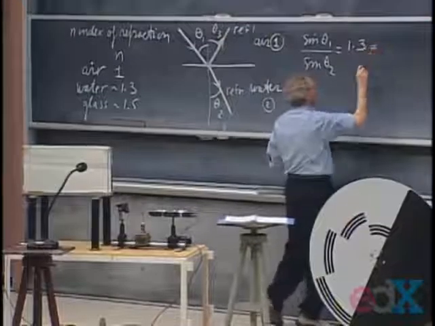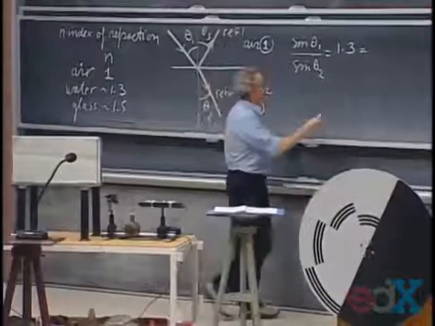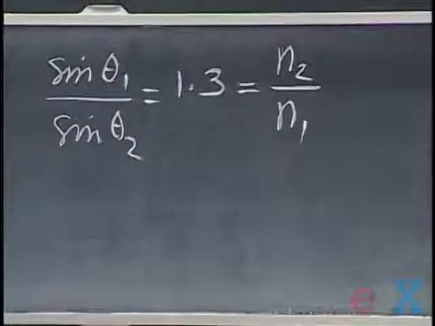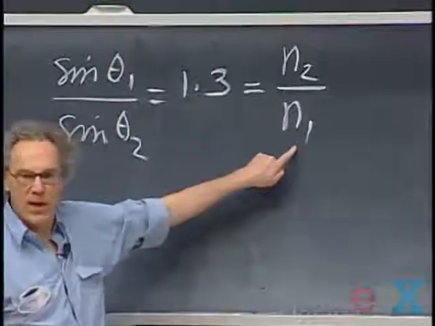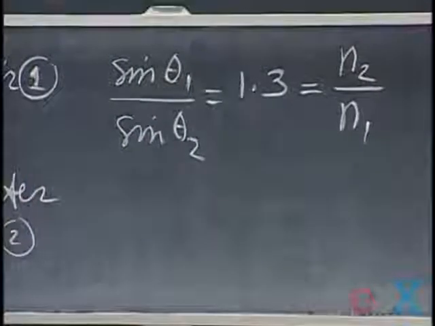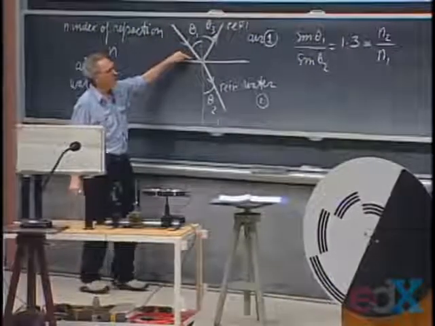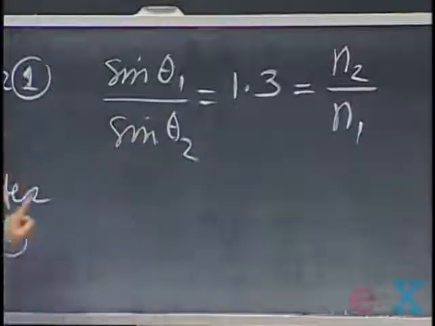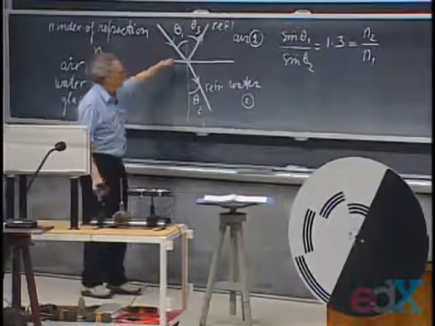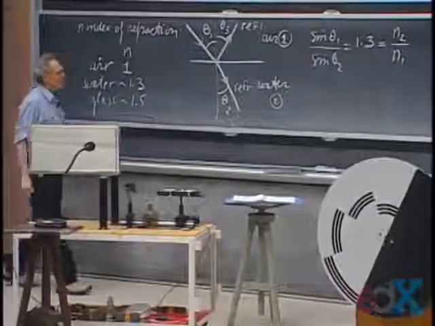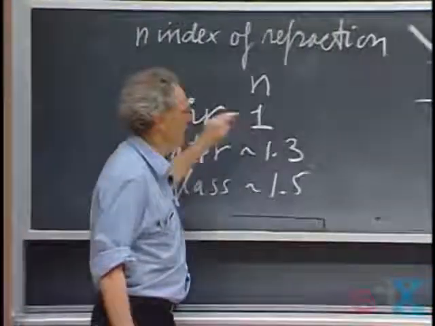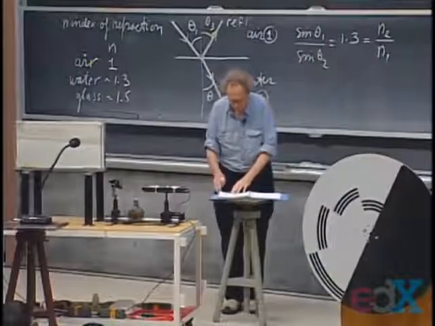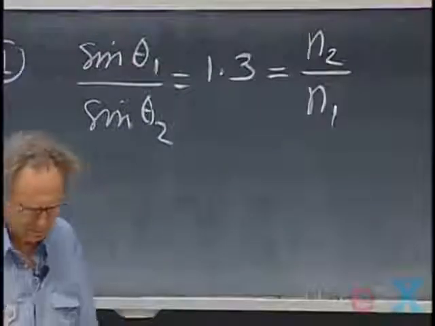And so we can now amend this law, Snell's law, by writing here N2 divided by N1, N1 being the index of refraction of the medium where your incident beam is, that's why I put a 1 here, N2 being the index of refraction of the medium where you're traveling to. You're refracted into this medium. And so you see indeed that since water is 1.3 and air is 1, this ratio for air to water is 1.3. And this is called Snell's law.